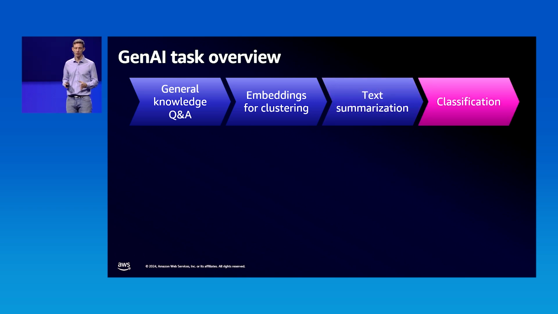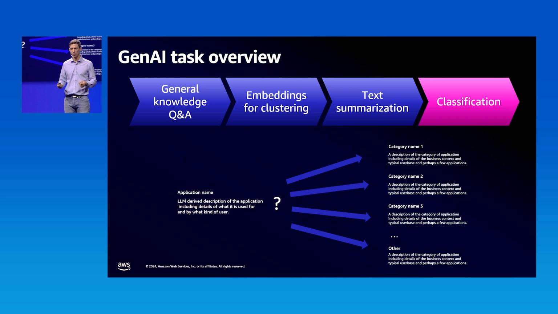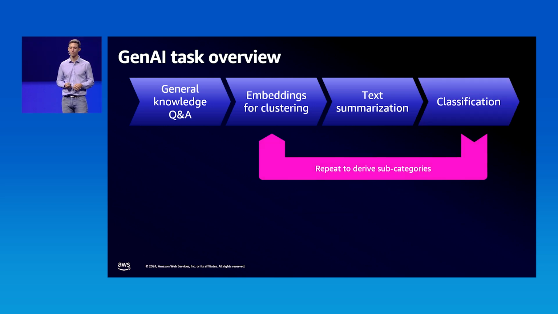The final step is to assign each application to the best category, which is essentially a classification task. To classify an application, we first give the LLM the details of the application, including its name and description. Then we give it the names and descriptions of all the categories that it might belong to. And we ask it which category, if any, is most applicable to this application. And finally, we're able to generate another level of subcategories by repeating parts of this process on the applications within a single category in isolation.